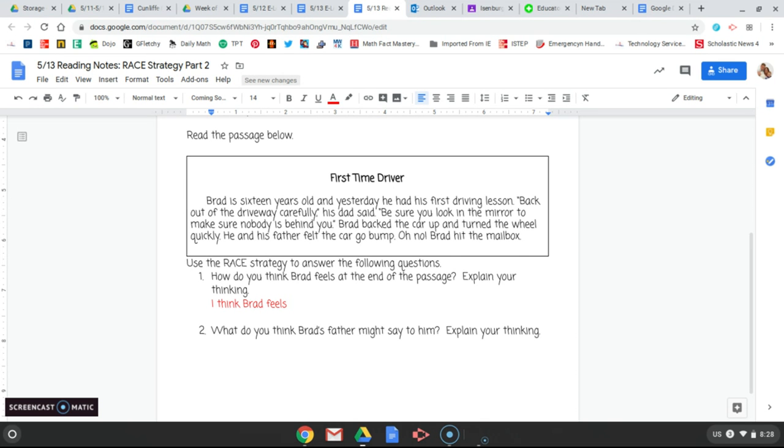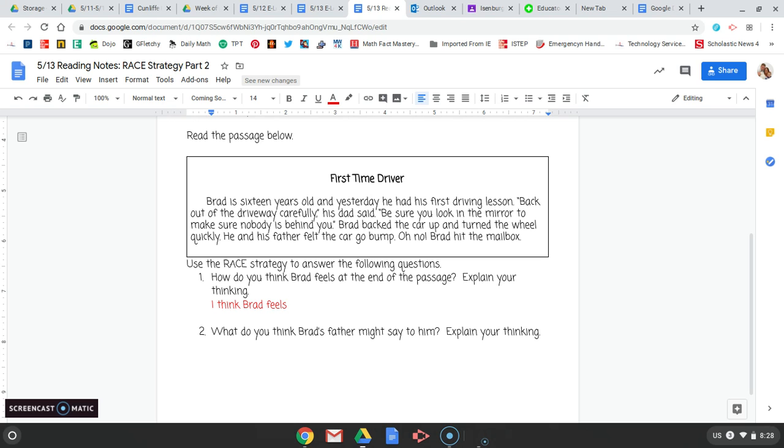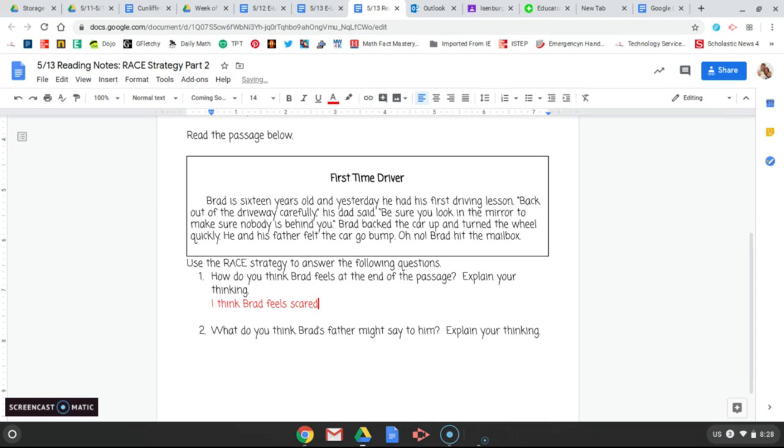So when I think about it, if they're asking about the very end, that's when he hit the mailbox, right? So if I had backed into a mailbox with my dad in the car and it was my first driving lesson, I would probably feel maybe a little bit scared that now I'm going to be in trouble, right? So I think Brad feels scared.